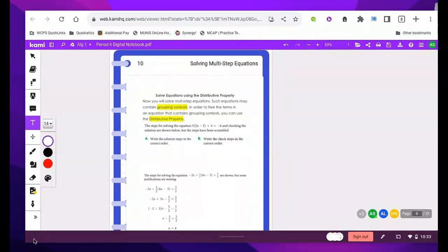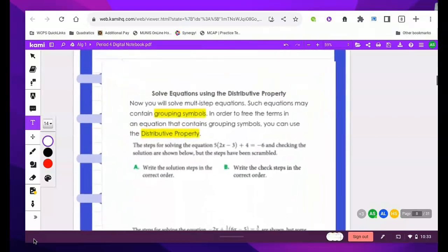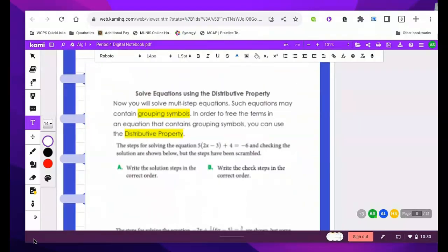Okay, let's go ahead and get started with page 10. Solve equations using the distributive property. So now we're going to solve multi-step equations. Such equations may have grouping symbols. In order to free the terms in an equation that contains grouping symbols, you can use the distributive property.